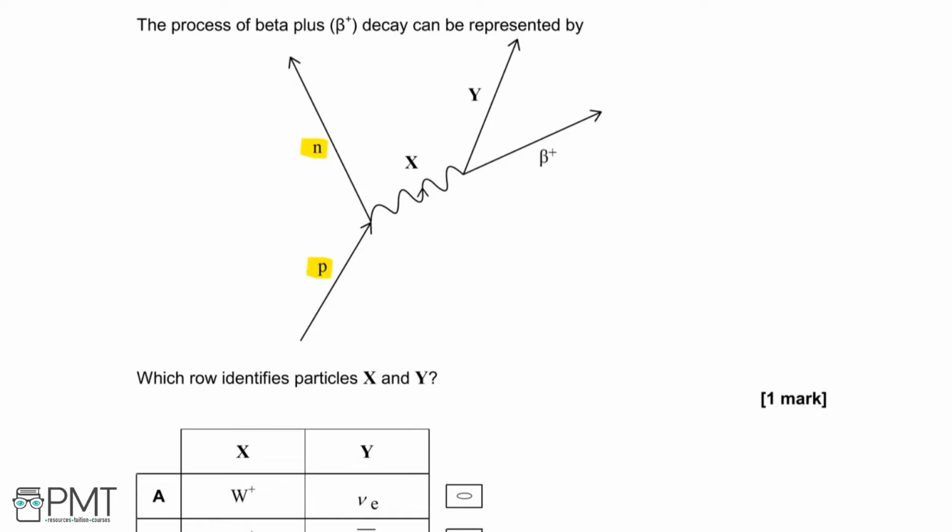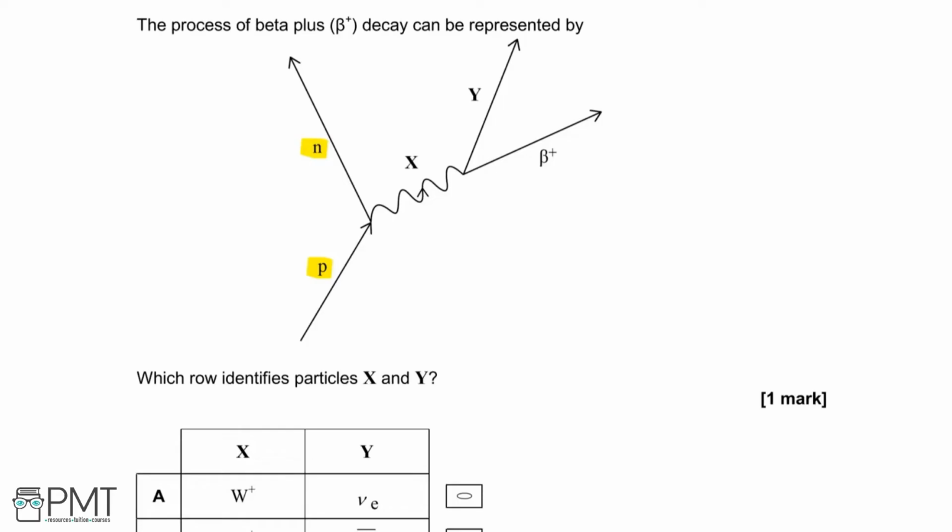Now, what we need to consider here is that the lepton number needs to be conserved. A positron has a lepton number of -1. So the particle that we produce needs to have a lepton number of +1.